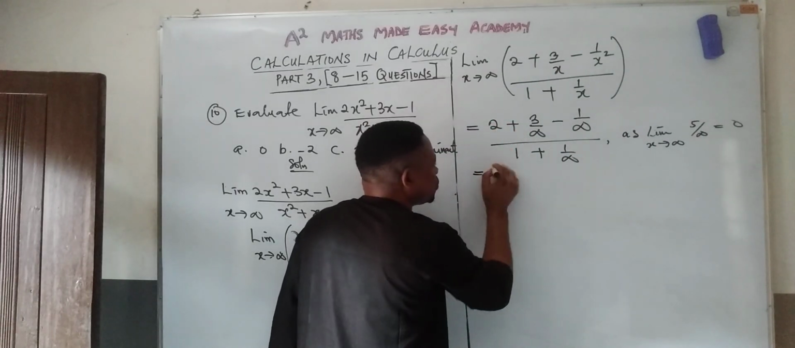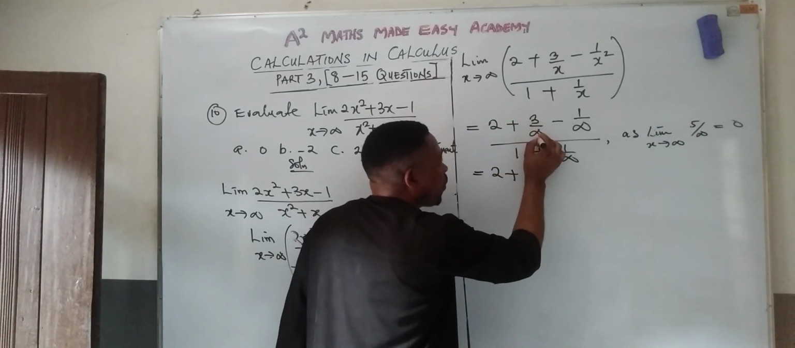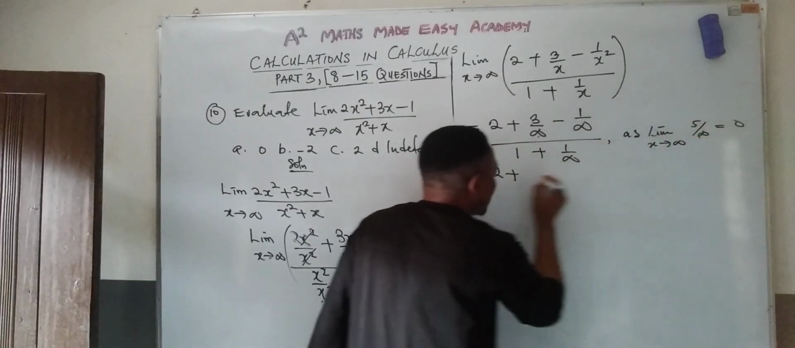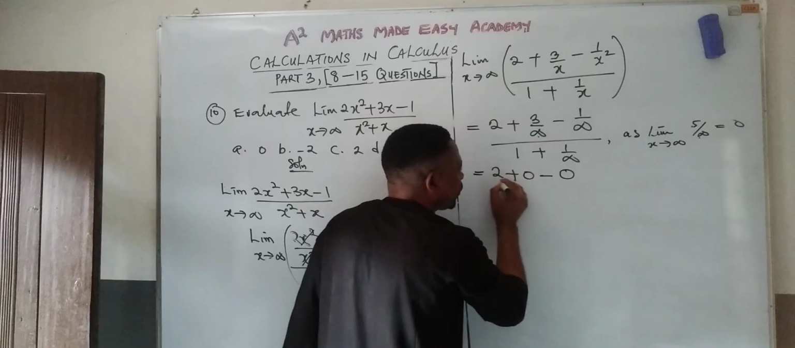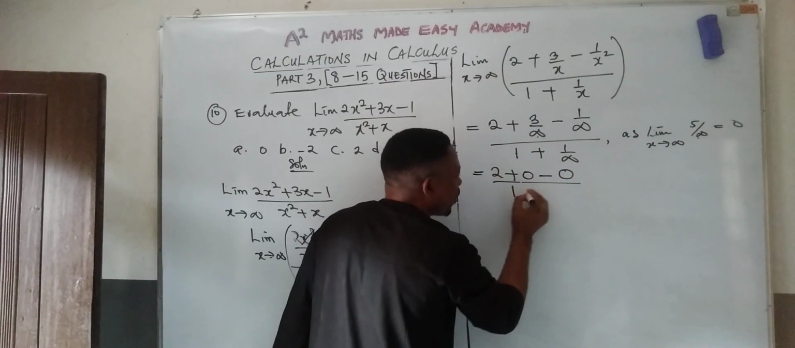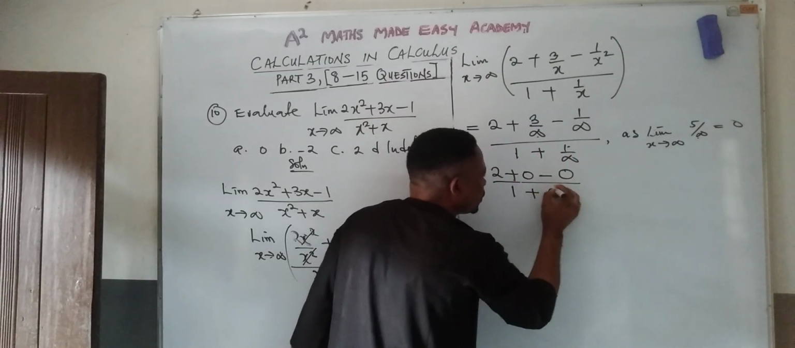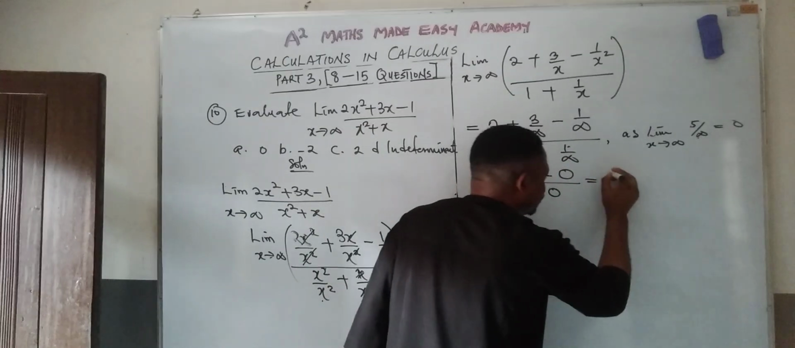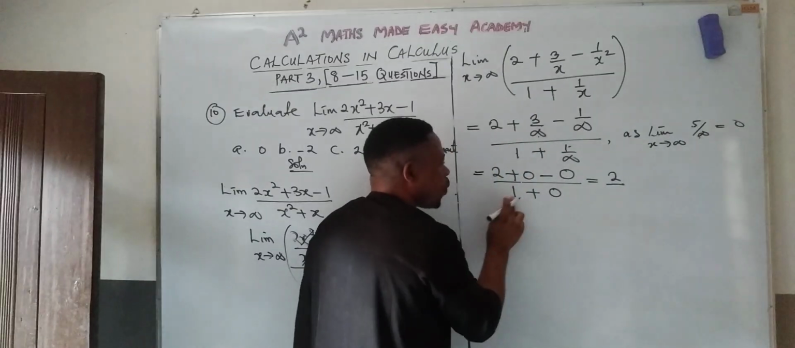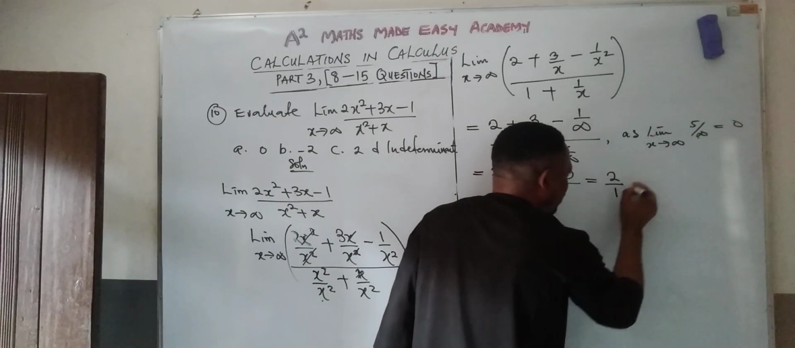This is now 2, right? Plus 3 over infinity. There is this, it is 0. Minus 1 over infinity is 0. Then all over, this is 1, right? Plus 1 over infinity is 0. At the end, 2 plus 0 is 2, minus 0 is 2. Then divided by 1 plus 0 will give you 1.